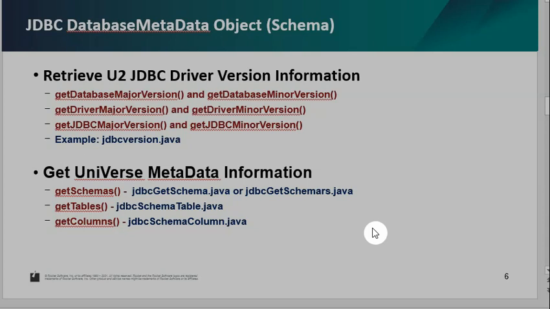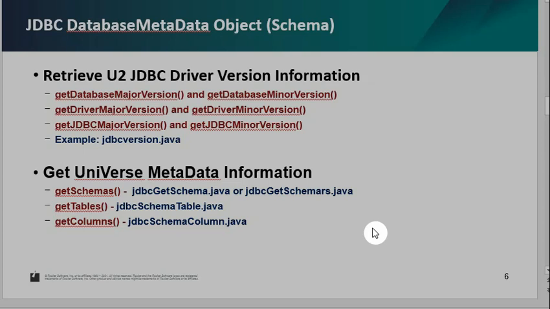And next is the most important thing. If you want to work with the UniVerse schema, you will need to use the database metadata object to get all the information you need. Most commonly, you will need three types of function. One is get schema. I provided two programs showing how you can get the schema. One way is the standard way, using the metadata object and the function getSchema. I put an example called JDBC get schema.java file.